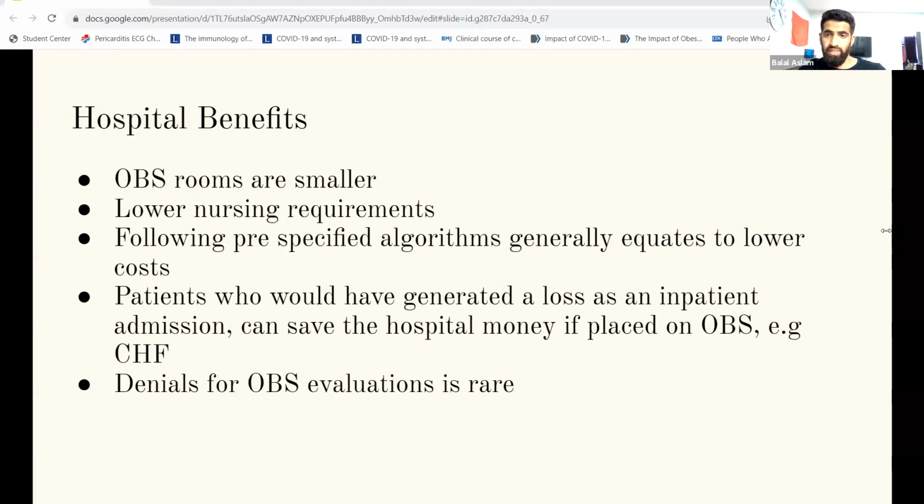Something else important to consider is that if we admit someone to the hospital and they're discharged in less than 48 hours, Medicare recovery audit contractors may go back and try to get that money back that they paid for that admission. And on the flip side, denials for OBS status are very rare.